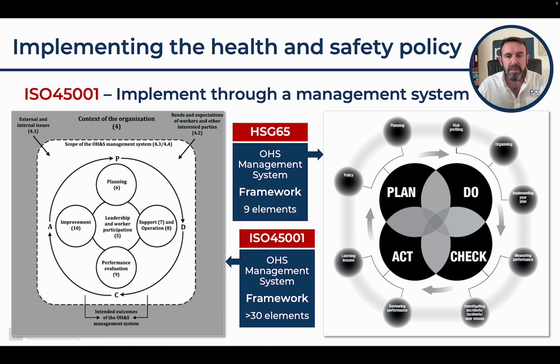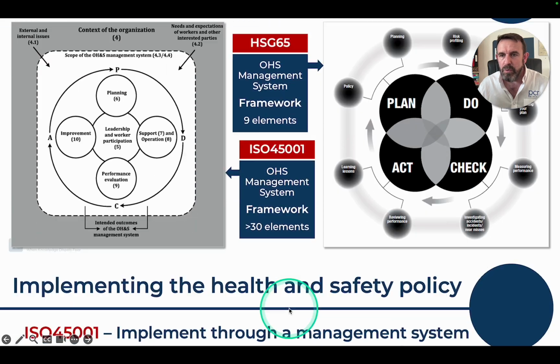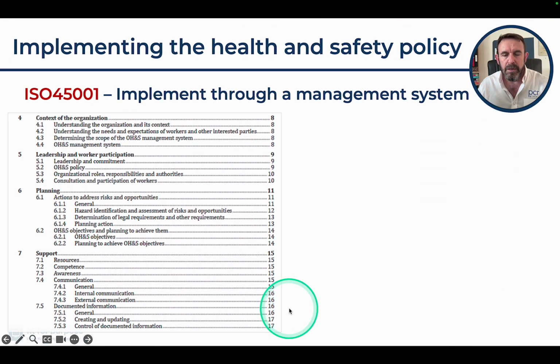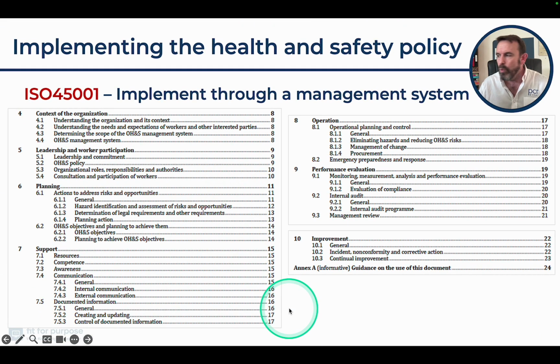One thing to ensure we take away is that there are 9 elements of the HSG 65 framework, but there are over 30 elements of ISO 45001. And we're just looking at those elements here. So we can see context, leadership. If we start to look at the context, the scope, so where is our management system? When we're implementing it, we have to work out, is it part of the organisation, all of the organisation, regional offices?